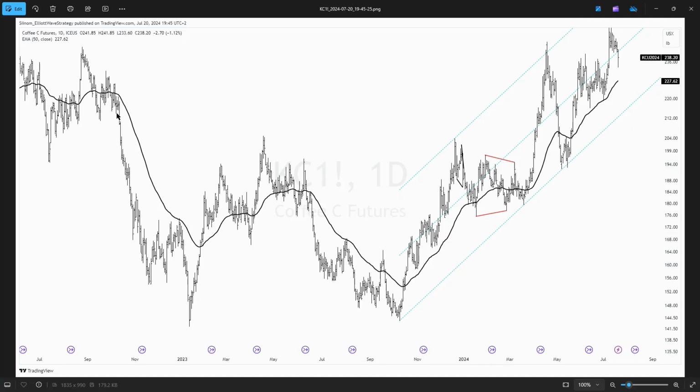And what made it more obvious and gave us an opportunity in this case was the fact that we saw what we call a flag, or what we call a correction. Because in terms of classic technical analysis, we have flags, we have head and shoulder patterns, we have pennants, we have triangles. So in this case, we had our flag right there after just closing below this 50 EMA.